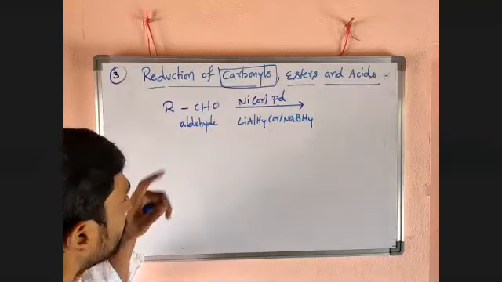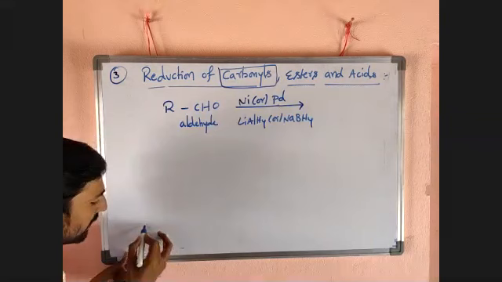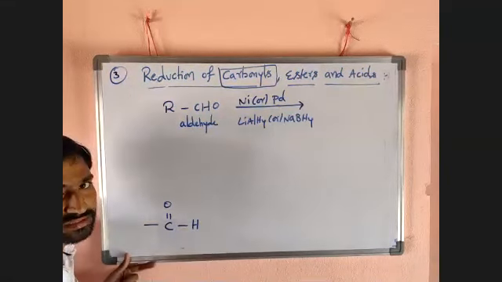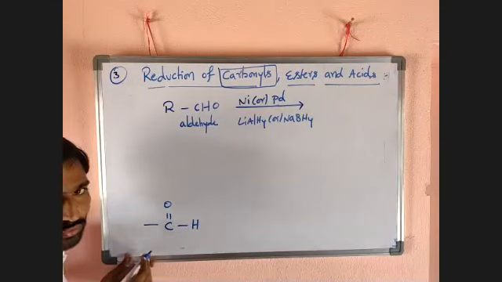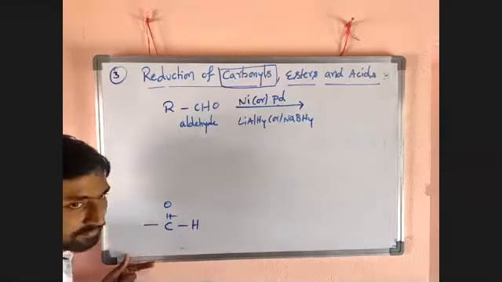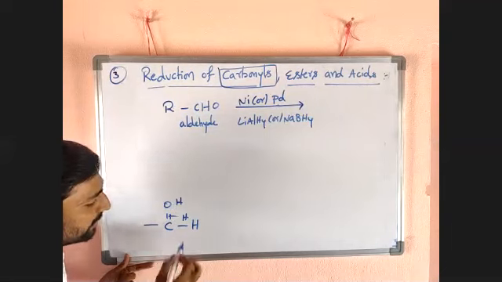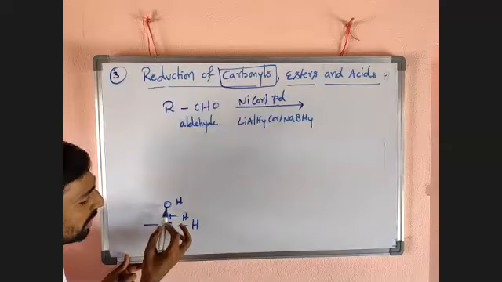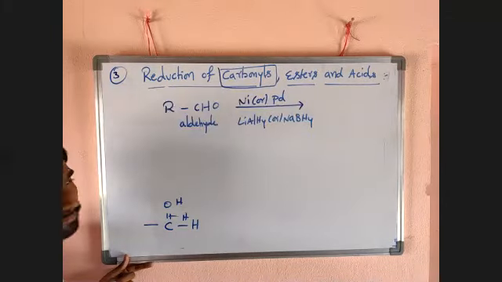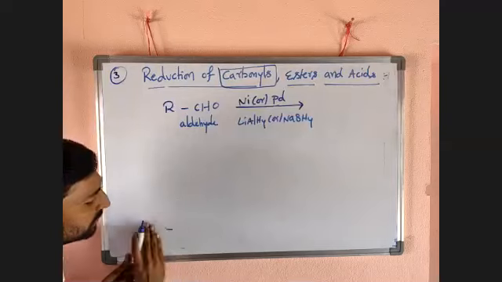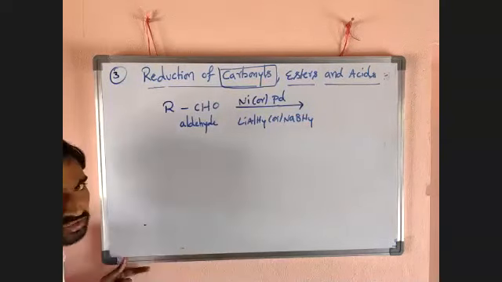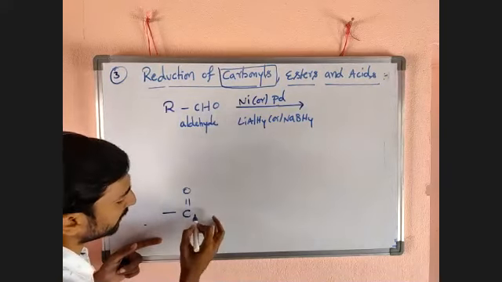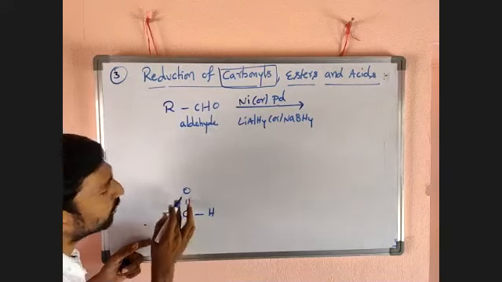Now, just look here. CHO we can write as C double bond O with H. Now add H here, add H here. This carbon will get two hydrogens and convert into CH2, and O will convert into OH. So on reduction CHO is converted into CH2OH. Understand, guys? Don't write C double bond OH, it is CHO, an aldehyde.